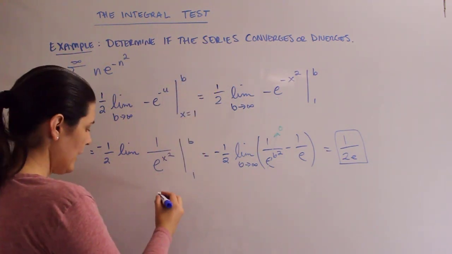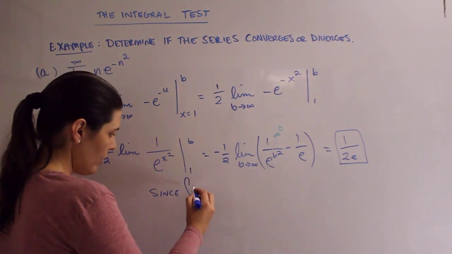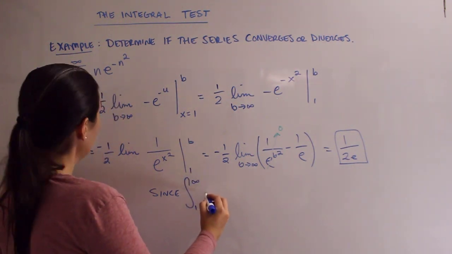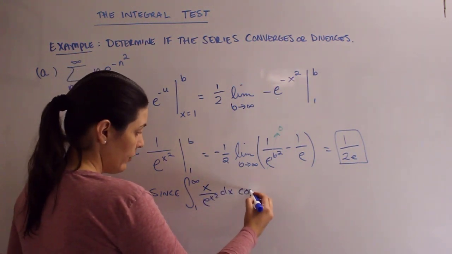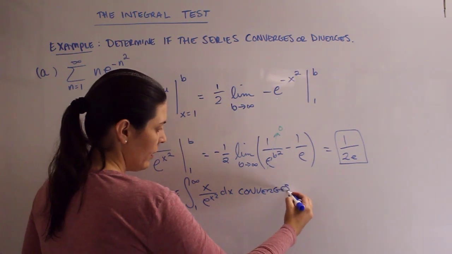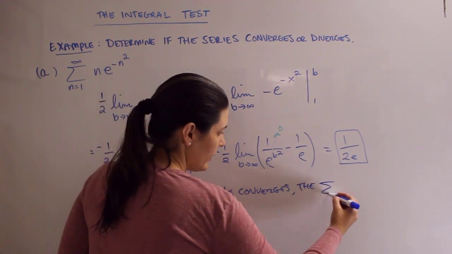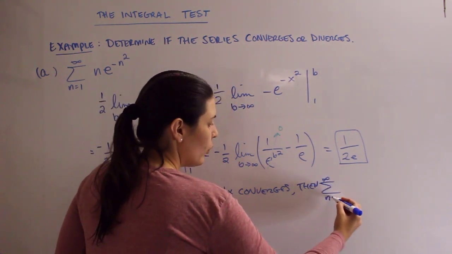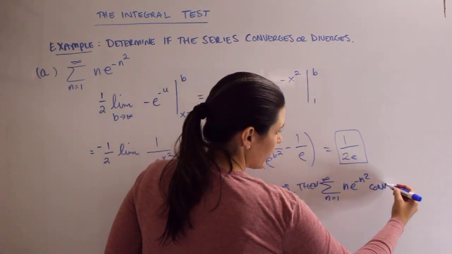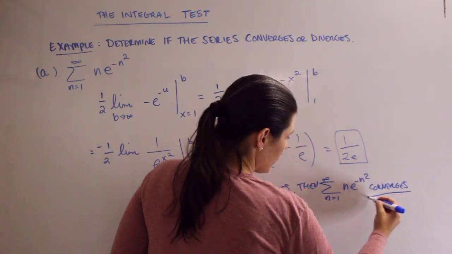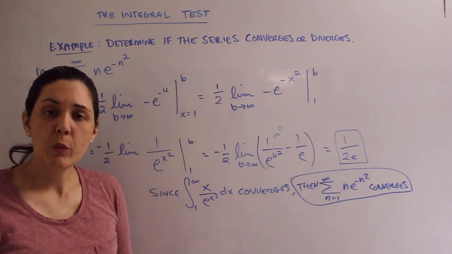So we can say something like the last one. Since our integral from 1 to infinity of x over e to the x squared dx converges, then we can say that our series from 1 to infinity of n times e to the negative n squared also converges. Okay. And that is another example of our integral test. Let's go ahead and do one more.